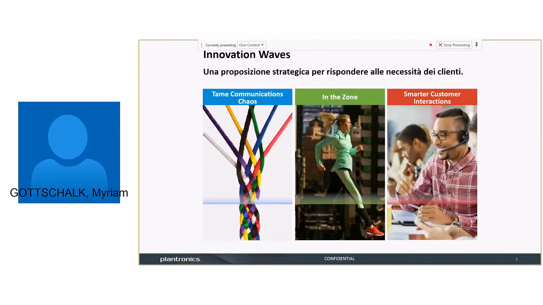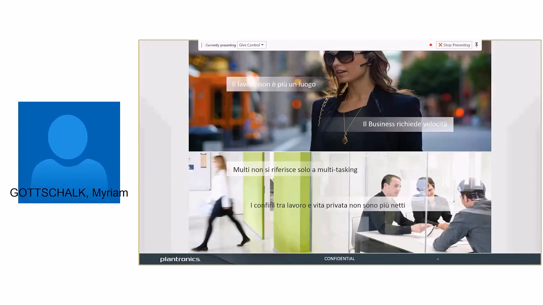Right now, our company is focusing on three main innovation waves. The first one is the theme of communication chaos, then being in the zone, and last but not least, the theme of today's webinar, the smarter customer interactions. It is key today to focus on how we work, and work is everywhere, not only in the office. People are asked to concentrate and work all around, from home, on the way, still keeping a high level of efficiency.